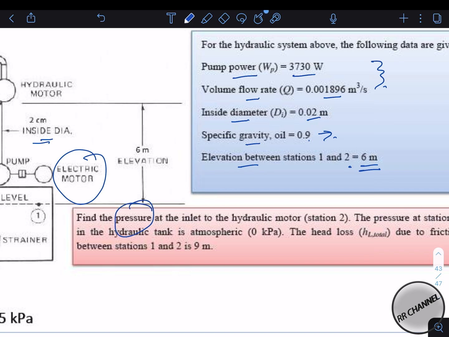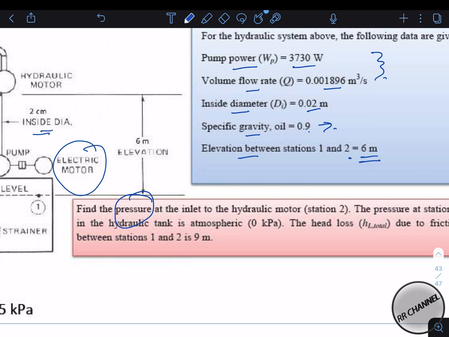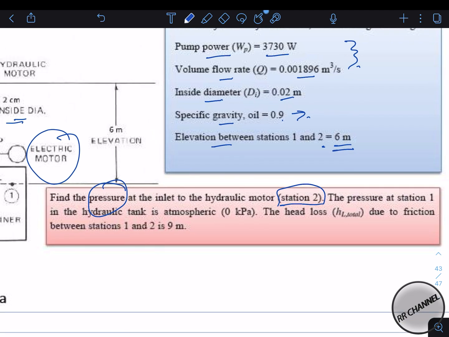Actually it is the pressure. Find the pressure at the inlet to the hydraulic motor. So it asks for your pressure at station 2. The pressure at station 1 in the hydraulic tank is atmospheric. So this is good, very valuable information to simplify your Bernoulli equation. And the head loss is basically already calculated, the total losses here is only 9 meter, right? So you can put it in your Bernoulli equation.